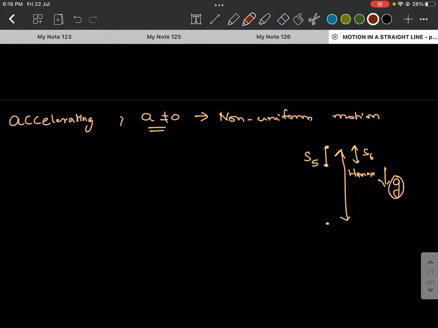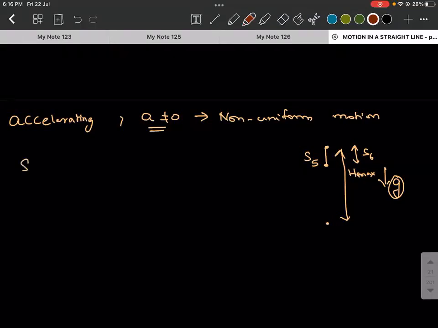Is this logic clear? Only then you can say that they will cover equal distances. When the object is moving in the upward direction, you cannot say the distance covered by it in any nth second is going to be the same. Distance covered in first second, second second, third second, everything will be different. So if two distances are equal in the case of vertical motion, what can you say? One should be an upward motion and the second should be a downward motion.